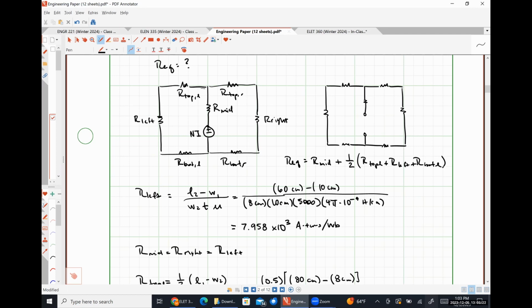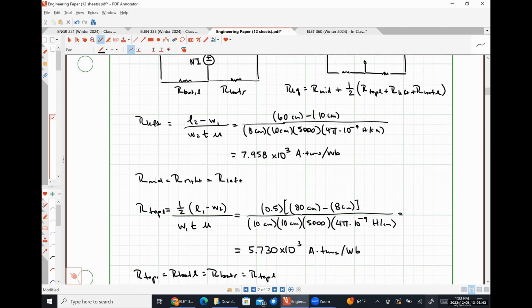Anybody have a question, comment, or concern about why the equivalent reluctance of the entire structure looks like that? Bailey, you looked confused, so I'm going to pick on you. You good? Okay.